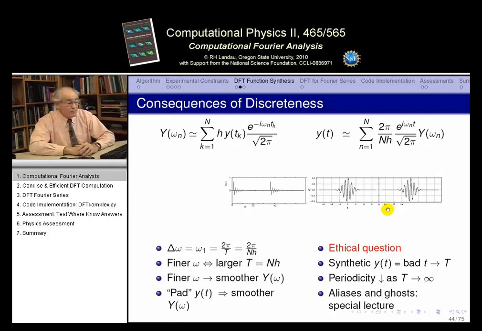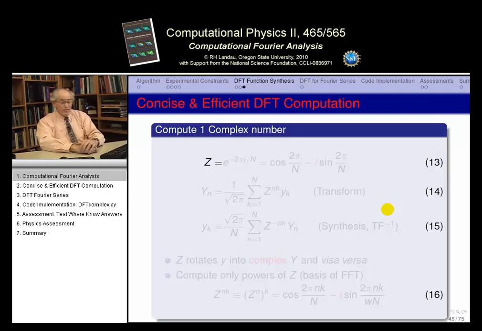There's another subject here, another consequence of discreteness known as aliasing and ghosts, which comes about because you've only made a finite number of measurements. And we'll talk about that in another little mini lecture shortly, actually. It's enough details here. Let's move on and see what the consequences are of this, and let's finish off our discussion of discrete Fourier transform. So take a look now at slide 45, please.